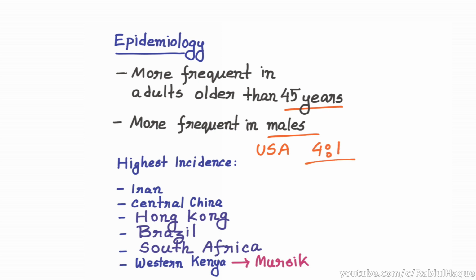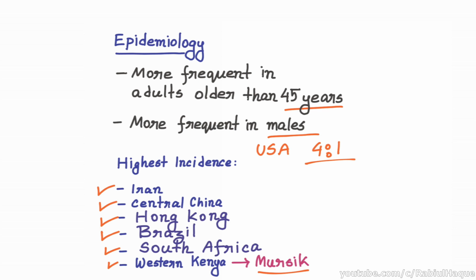Regarding the epidemiology, we also have to know that the highest incidence is seen in Iran, Central China, Hong Kong, Brazil, South Africa, Western Kenya, and also in areas where there is regular ingestion of very hot tea. And regarding Western Kenya, always remember that it is particularly seen in certain regions where there is regular consumption of a drink called mursik, and it contains a carcinogenic compound like acetaldehyde, and that can result in esophageal carcinoma, particularly squamous cell carcinoma of the esophagus.